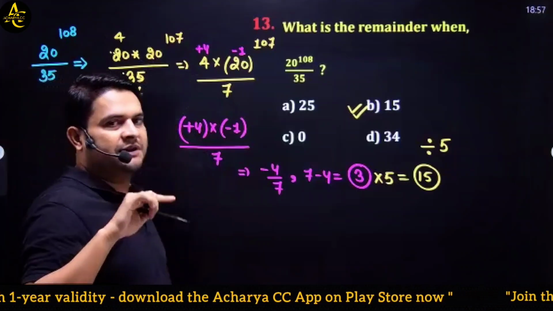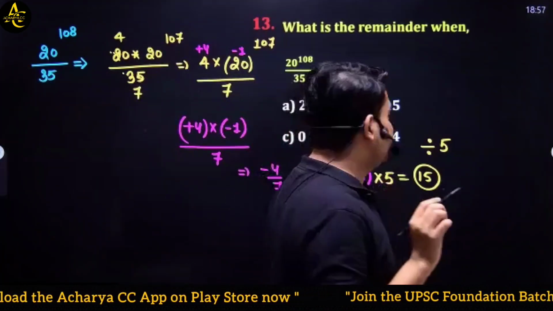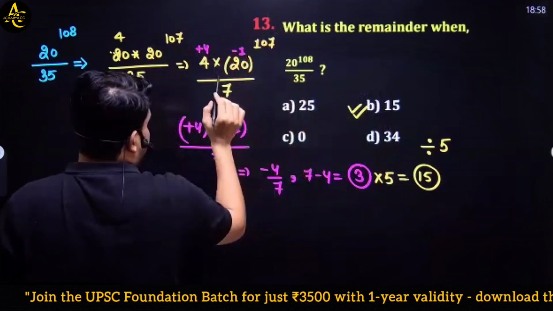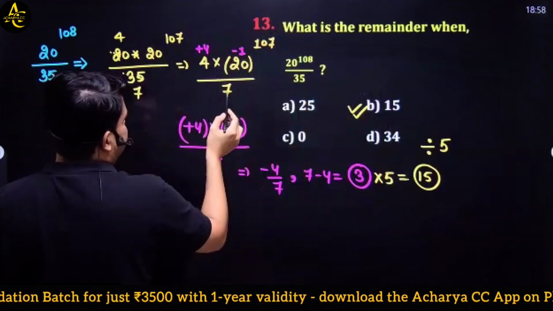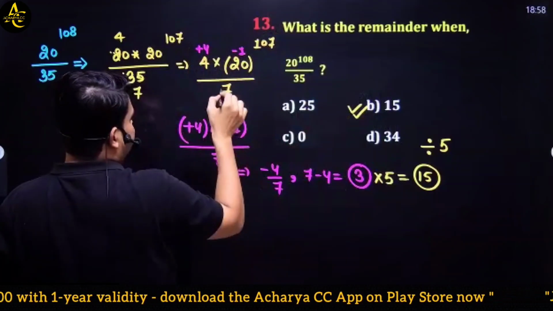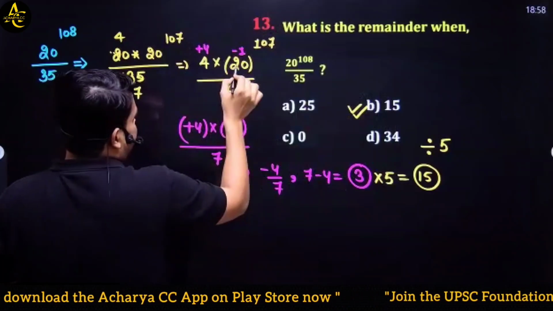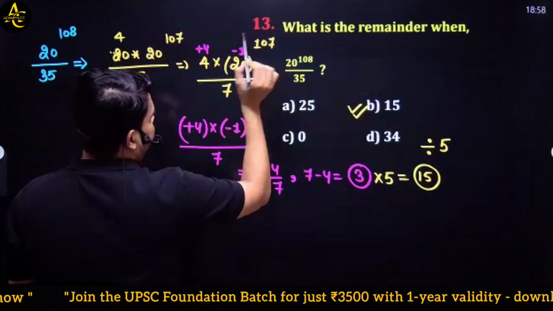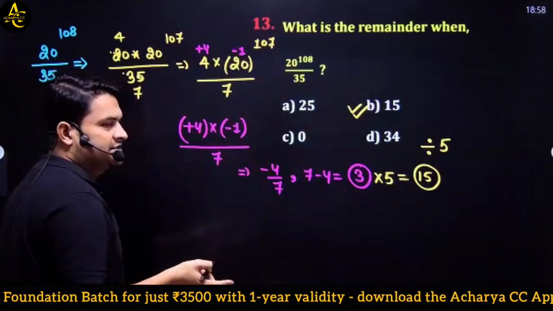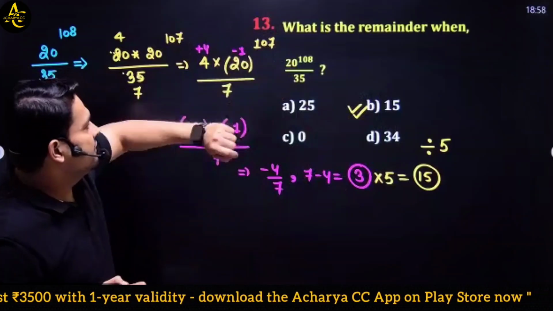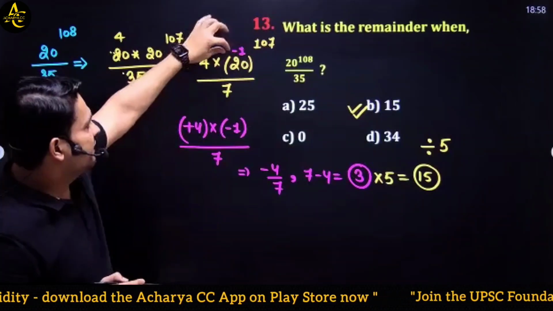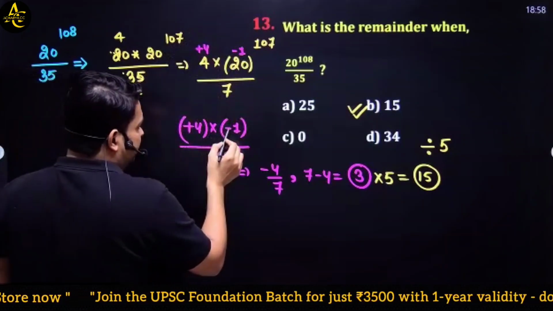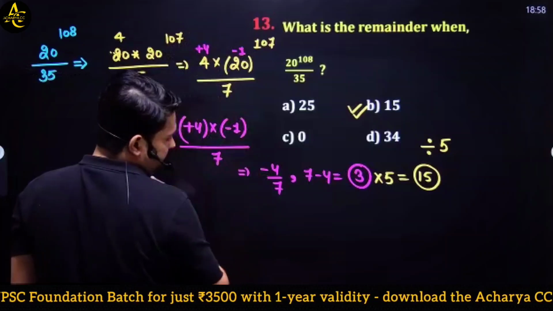If I multiply 7 by 3, 7 3s are 21. So I will write it as 4 into 20 to the power 107 divided by 7. When I divide 4 by 7, the remainder will be plus 4. And when I divide 20 by 7, the remainder will be minus 1, and minus 1 to the power 107 will become minus 1. If it is 1010, 1012, 1014, then minus 1 to the power an even number will make 1. So plus 4 into minus 1 is equal to minus 4 by 7.